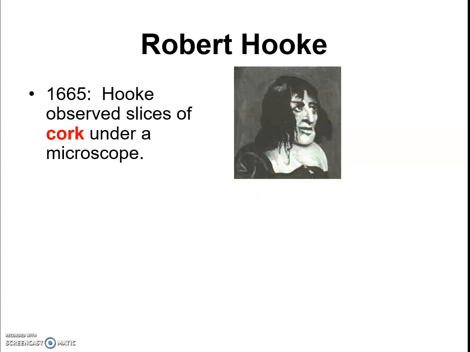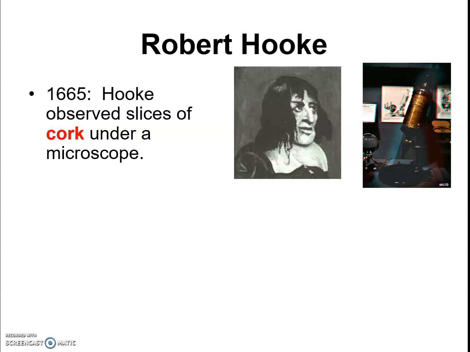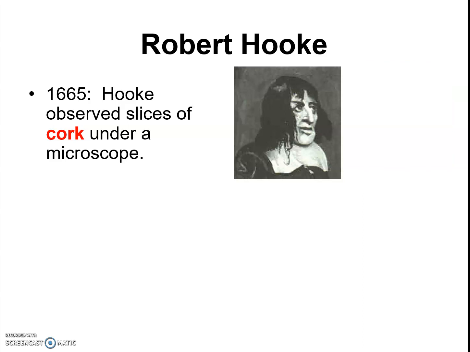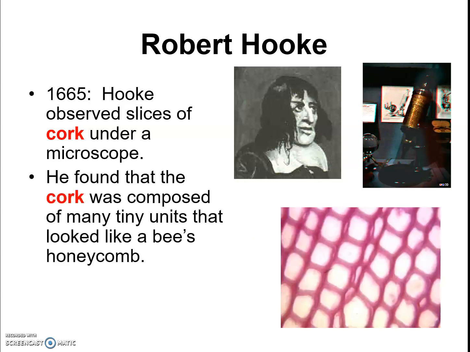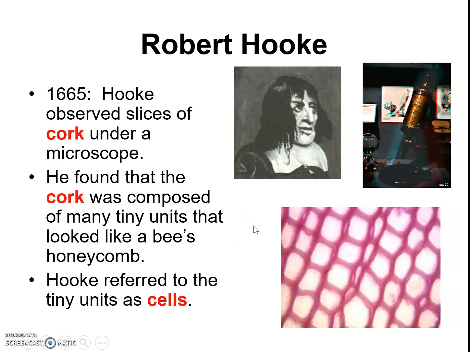Hooke, in the 1600s, 1665 to be specific, was looking at slices of cork under a very primitive microscope. Now, cork is the outer layer of the bark on a tree called the cork tree. When he looked at it, here's an example of what it would look like, he found that the cork was composed of tiny little units that resembled the honeycombs in a bee hive. And he called them cells.